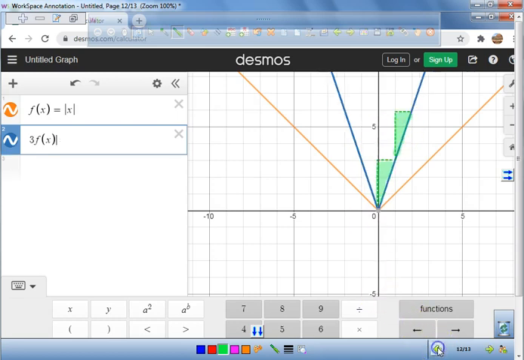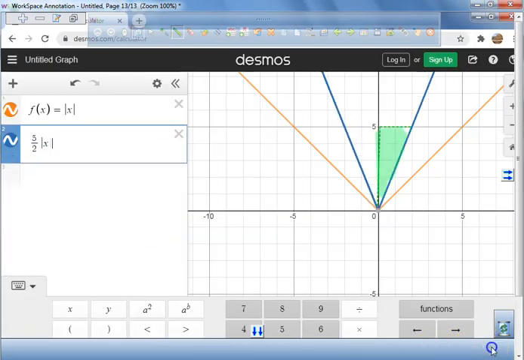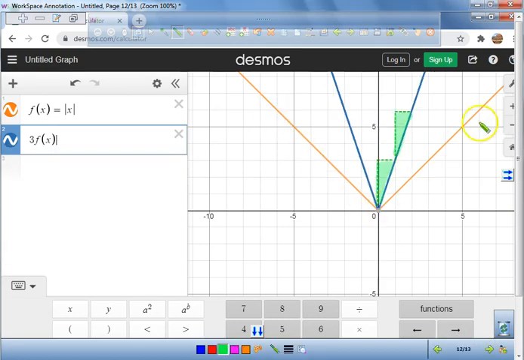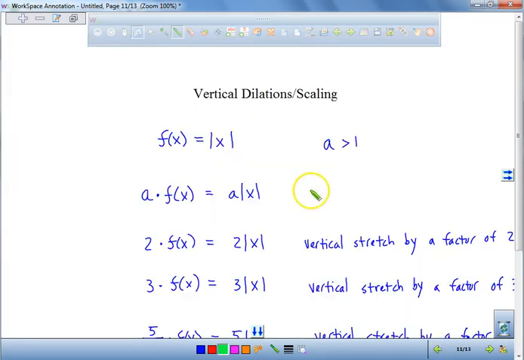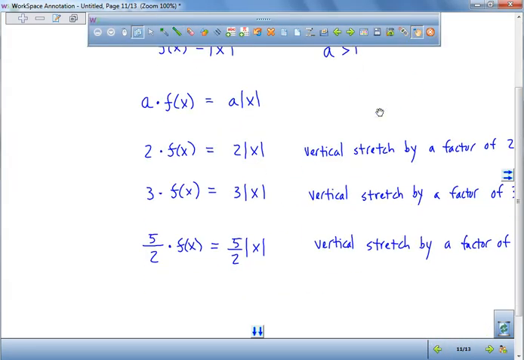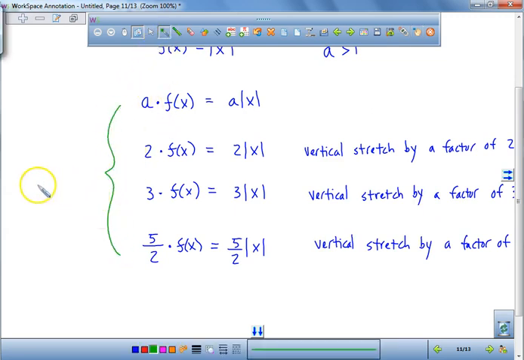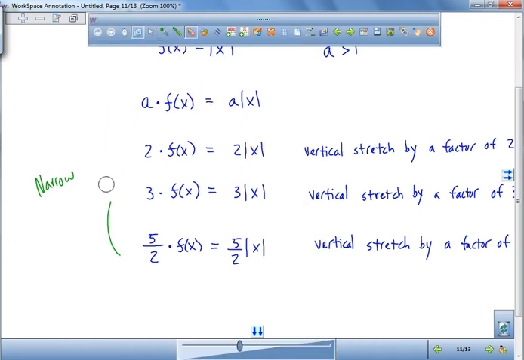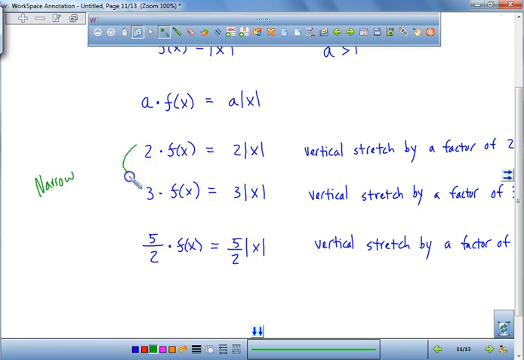Now, what do you notice about this graph and this graph? Are they more narrow or more wide than our original parent function that's in orange? More narrow, right? So all of these graphs, every single one of them, the 2, the 3, and the 5 over 2, are going to become more narrow than the parent function.